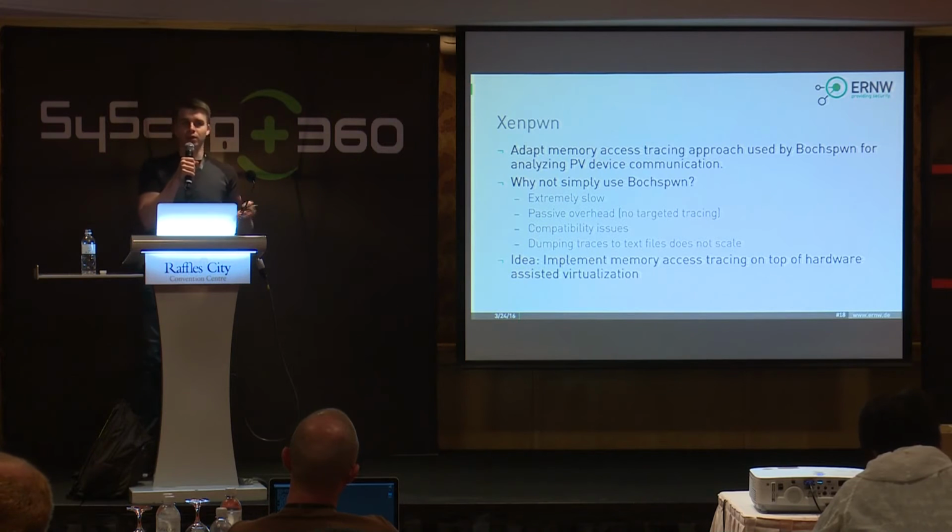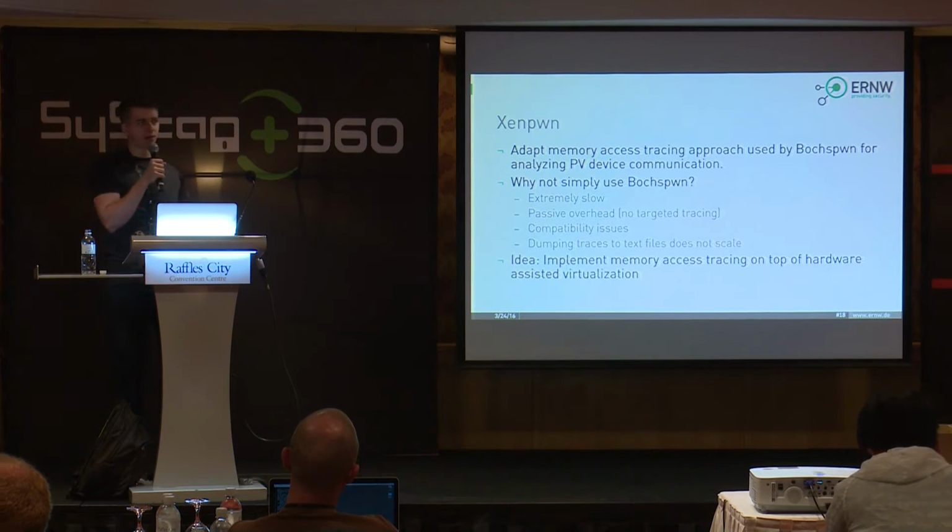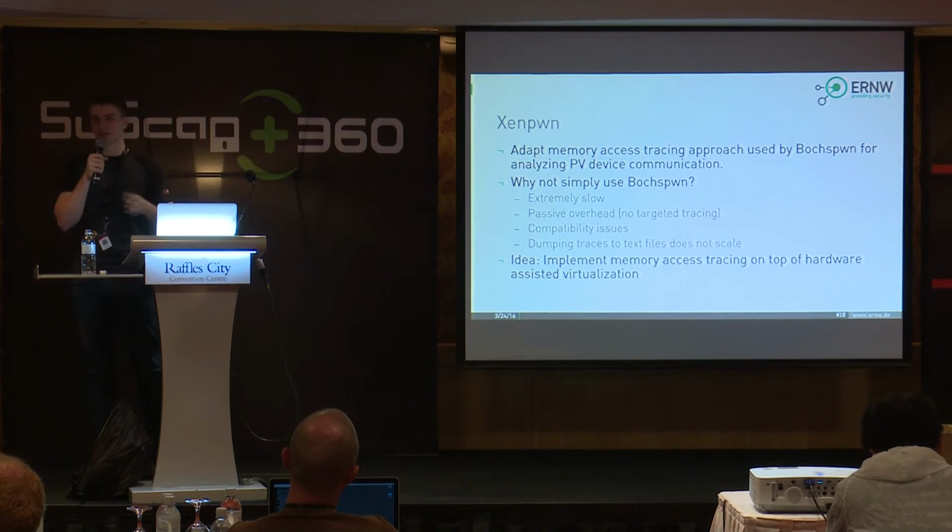Now the first question everyone asks is, why don't you simply use Bochspwn for that? And the problem with Bochspwn is that it's extremely slow. The Bochs CPU emulator by itself is very slow, and then if you use the instrumentation they added for Bochspwn, it's even slower by a factor of 5 or something. And it's a passive overhead, so this will affect the whole system. You can't simply do targeted tracing to only look at certain memory accesses. Bochspwn will look at all memory accesses and introduce this overhead to the whole system.